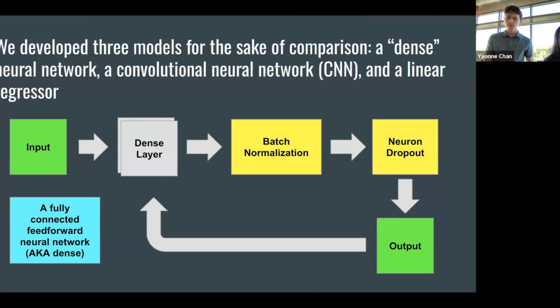And then it goes through a bunch of compilation stages called batch normalization and neural dropout, which is basically where you just cut off a certain portion of the neurons. And then it'll iterate through the cycle a couple of times before going through a final compiled dense layer and then going into output.